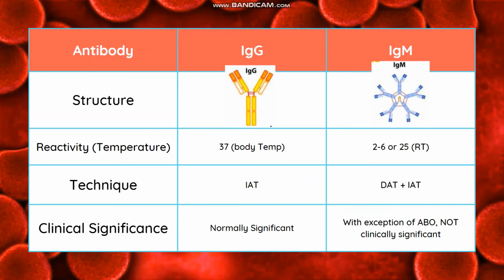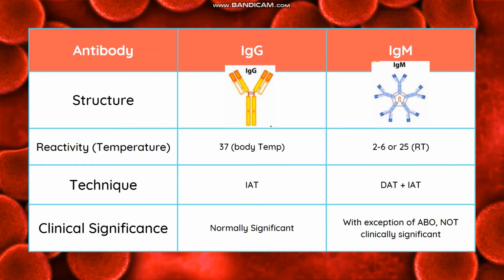Now, looking at all the information we have about IgG antibodies, the fact that they react at your body temperature, and that in order for us to detect them, we have to mimic body temperature, a good proportion of IgG antibodies are clinically significant. Not all of them, but a good proportion are, because the reactions occur just normally in your body.